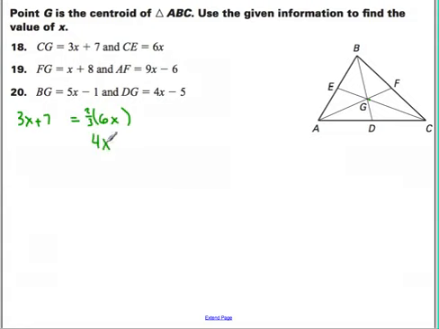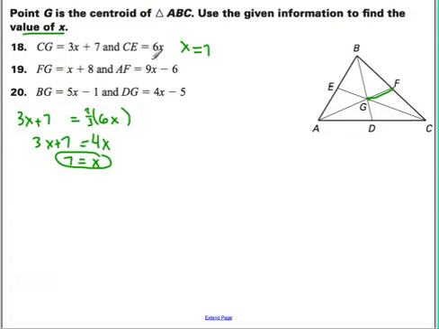so this is 4x equals 3x plus 7. We'll subtract 3x from both sides. We have x equals 7. That's our first answer, x equals 7. Use the given information to find the value of x. I don't even need to substitute it in. So there, sweet.